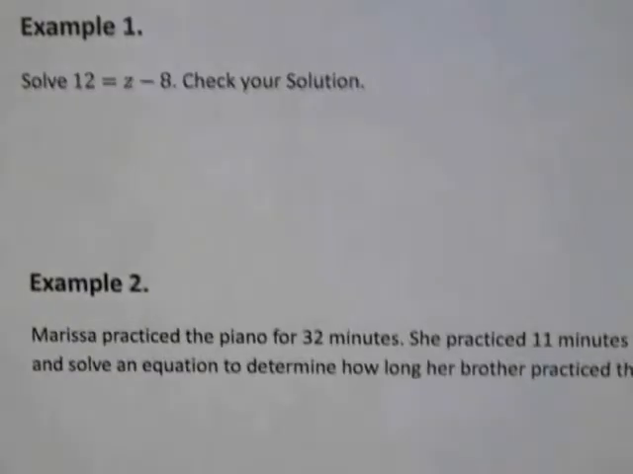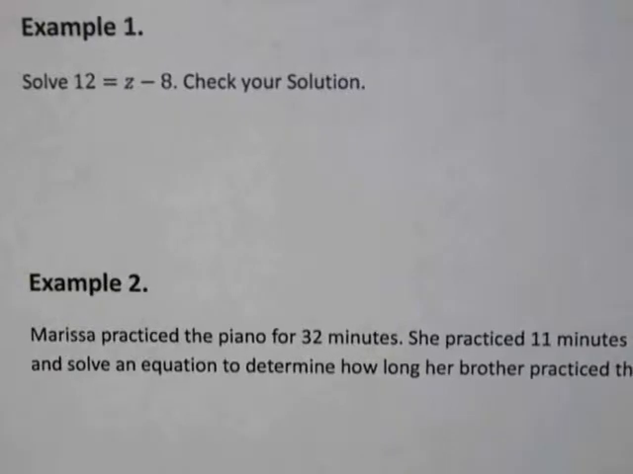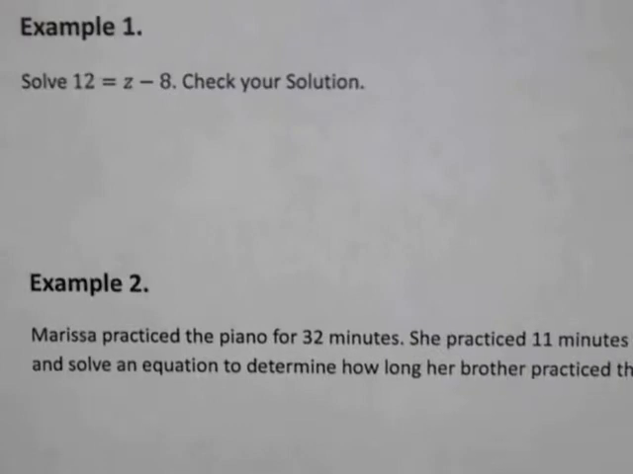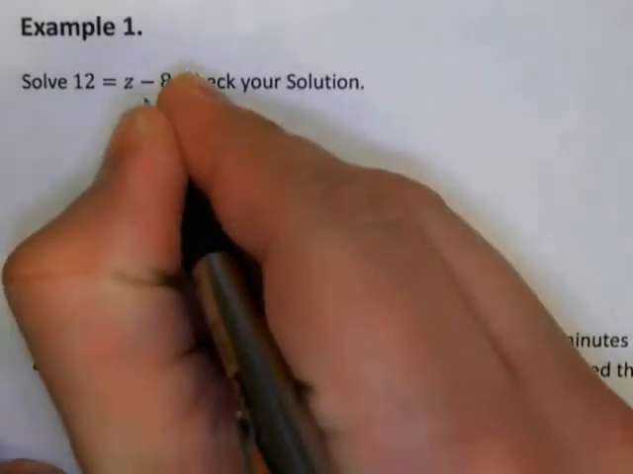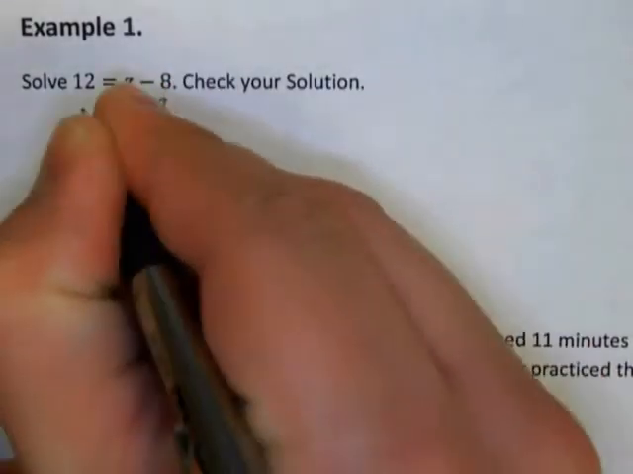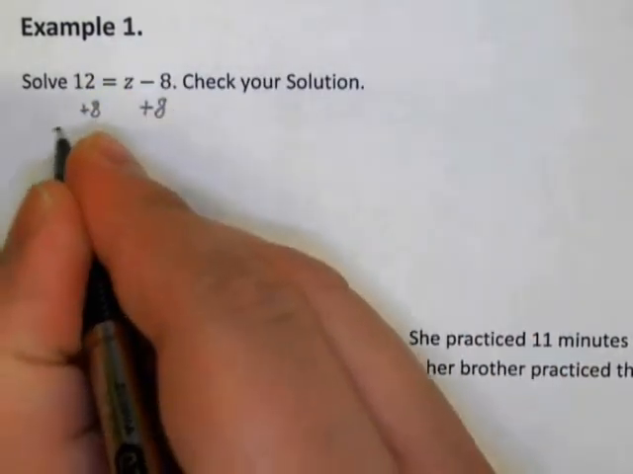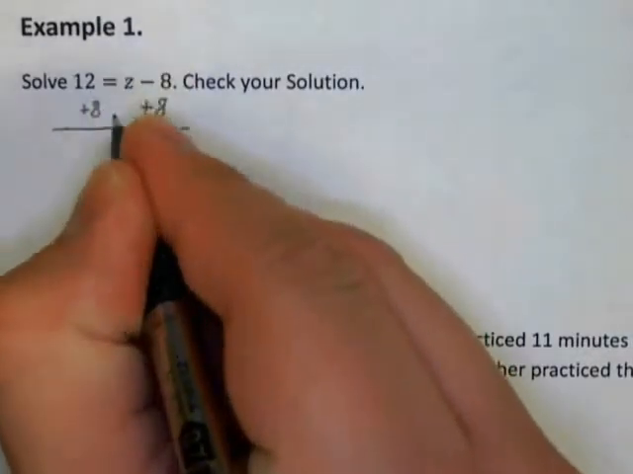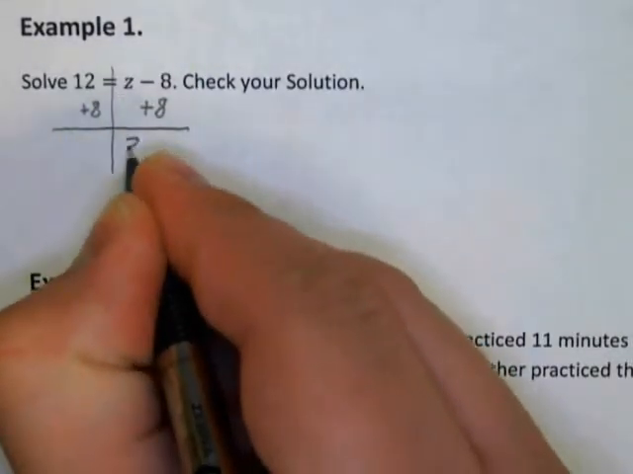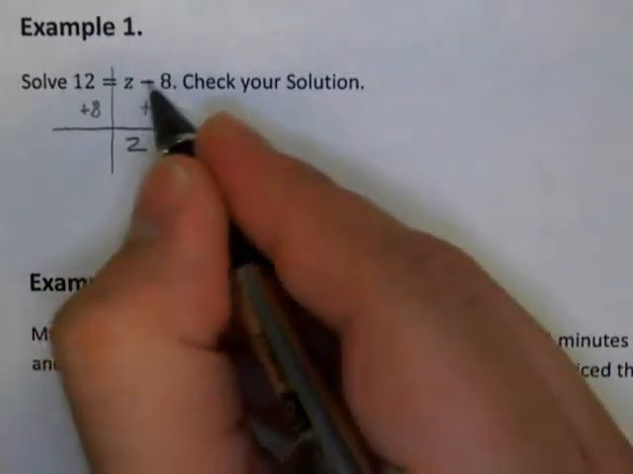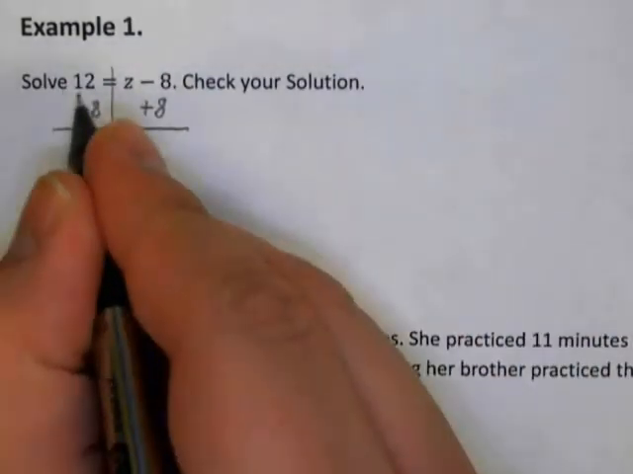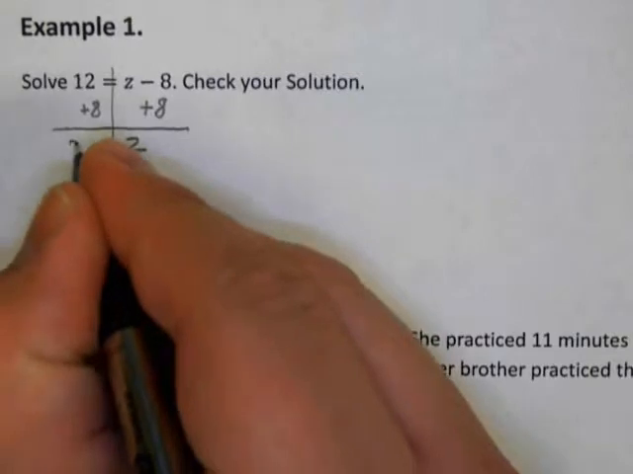Alright, so example 1 says solve 12 equals z minus 8 and then check your solution. Okay, so we're going to set this up just the same way. We want to get the variable by itself to see what z is really equal to. And so what we're going to do is add 8 to both sides, because if we do that, these just cancel out, and all we're left with on the one side of the equal sign here is z. Z is the only thing left, right? Because negative 8 plus 8, that just equals 0. We added 8 to the other side, and 12 plus 8, that is 20.